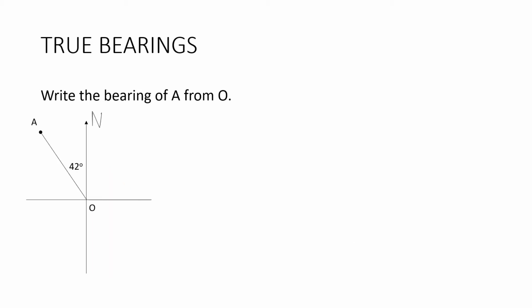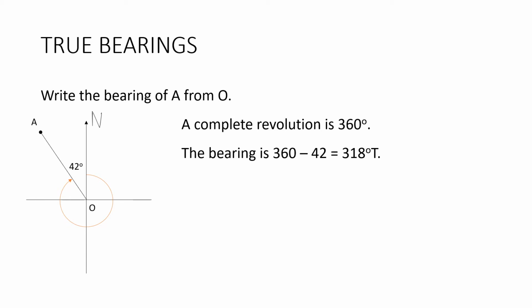Let's look at a couple of examples. Write the bearing of A from O. So here is north. We want to go in a clockwise direction all the way around until we hit that arm. So it's this angle here. Now we know that a complete revolution is 360 degrees. So we want 42 degrees less than a complete revolution. So to find that bearing, we need to do 360 take 42, which is 318 degrees true.